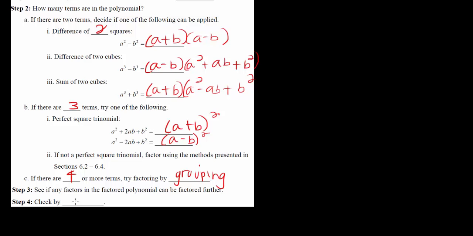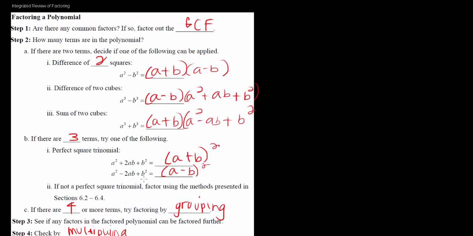Now, see if there are any factors in the factored polynomial that can be factored further. You're going to have to do that every now and then. And then we check by multiplying it all out. So let's work a couple examples and think through this list. Keep this list handy as we go through some examples in our review.